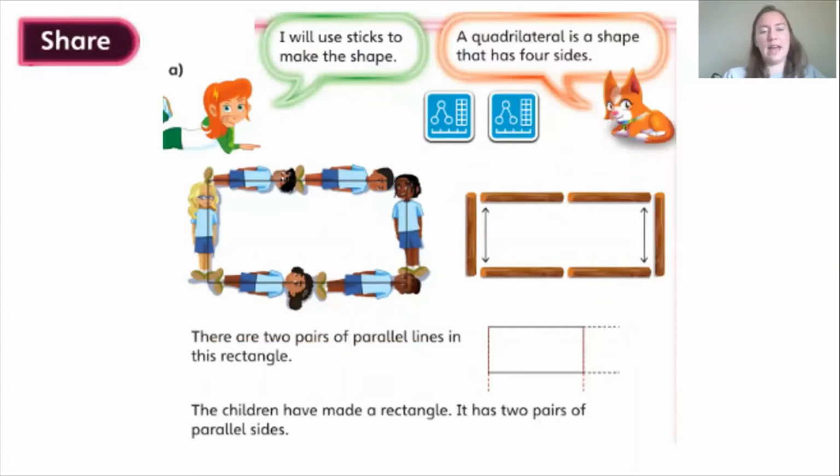Okay, so part A. This shape is called a rectangle. Rectangles are quadrilaterals. A quadrilateral is any shape that has 4 sides. There are 2 pairs of parallel lines in this rectangle. The 2 vertical lines are parallel, and then also the 2 horizontal lines are parallel.